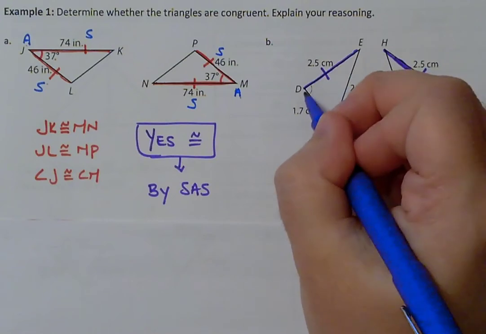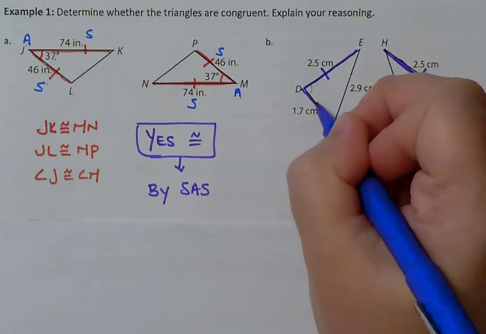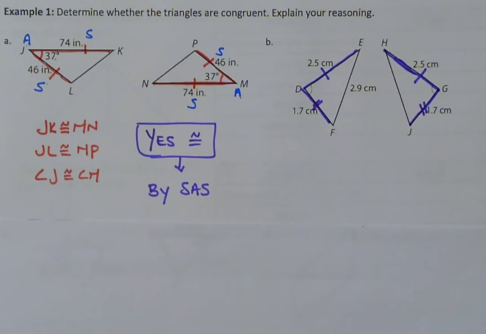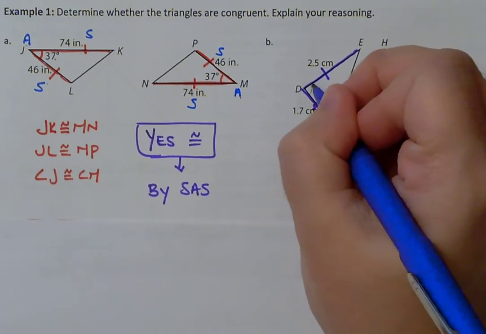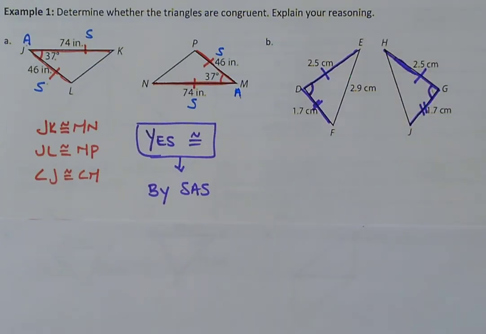Then I know that DF is congruent to GJ because they're both 1.7. So I now have my two sides. Is the angle in between those two sides also congruent? Well, they show based off the congruent mark that angle D is congruent to angle G. So I have successfully stated that I have two sides and the included angle are congruent.